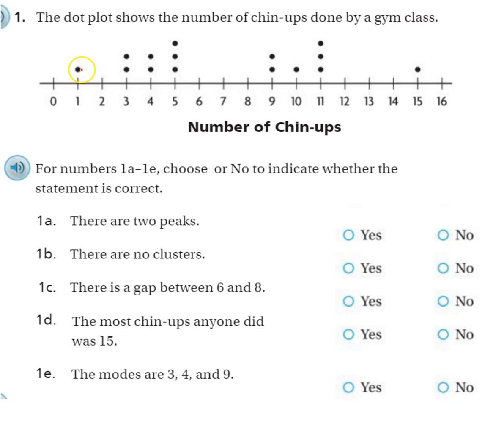So there's one person that did 1, 2 people that did 3, 2 people that did 4, 3 people that did 5, 2 people did 9, 1 person did 10, 3 people did 11, and 1 person did 15. Okay, for numbers 1A through 1E, choose yes or no to indicate whether the statement is correct.